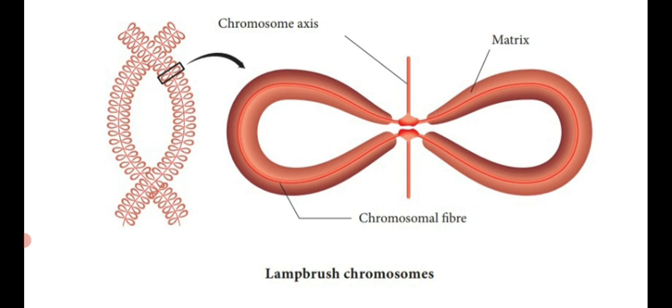Dear students, I hope you all understood the polytene chromosome and the Lamb-Rush chromosome, which are very, very important for 2-mark, 3-mark and 5-mark questions. Draw and label the structure of the Lamb-Rush chromosome is also an important diagrammatic question.